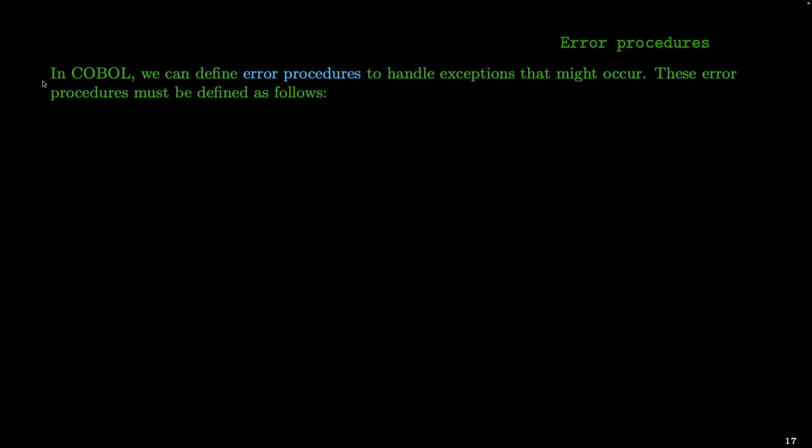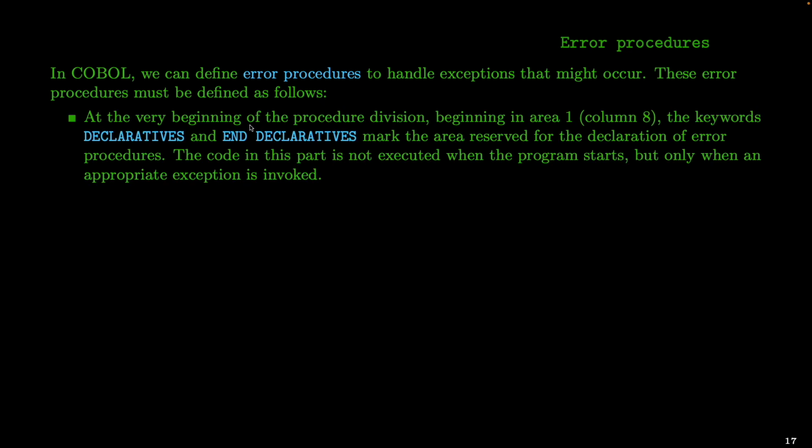Instead of manually analyzing the file status, we can actually define error procedures in COBOL, so some ancient form of exception handlers, if you like. And to do this, you must proceed as follows. At the very beginning of the procedure division, so where your actual program logic starts, beginning in area 1, so that is column 8 of the editor, the keywords declaratives and end declaratives mark the code area reserved for the declaration of error procedures. So this is where your exception handling code goes, at the very beginning of the procedure division.